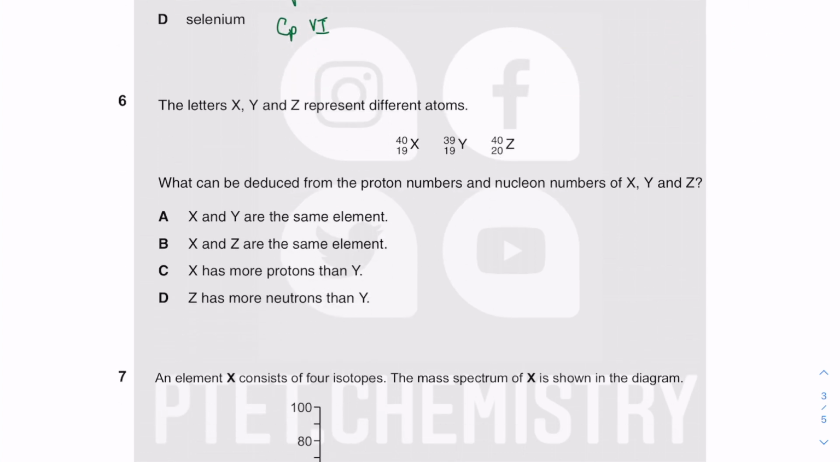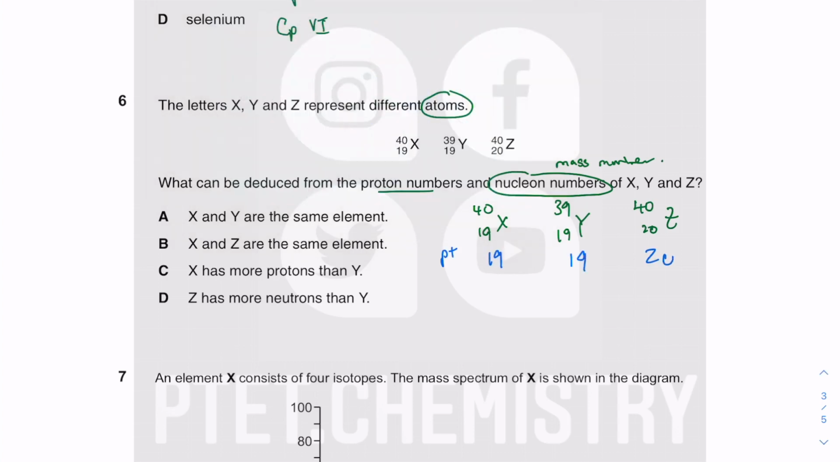Number 6, the letters X, Y, and Z represent different atoms. So these are atoms. What can be deduced from the proton number and the nucleon number? The nucleon number also has another name. It's called the mass number. So if I just set up my table of protons, electrons, and neutrons very quickly. Protons, I have 19, 19, 20. So I can tell element X and element Y are the same because they have the same number of protons. This proton number 19 is different from element 20 because they have a different number of protons.